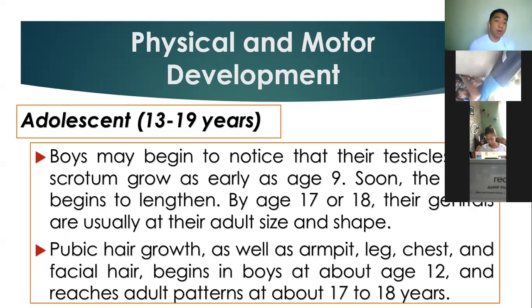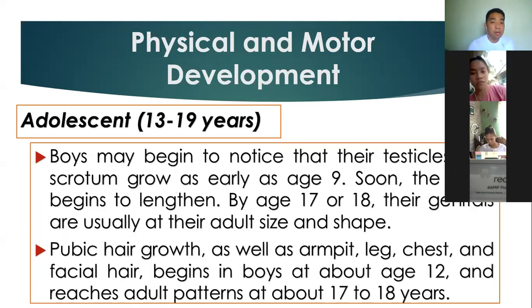For boys, they begin to notice that their testicles and scrotum can grow as early as age 9. Soon, the penis begins to lengthen. By age 17 or 18, their genitals are usually at their adult size and shape. There are other changes for boys: pubic hair growth as well as armpit, leg, chest, and facial hair. Facial hair begins in boys at about age 12 and reaches adult patterns at about 17 to 18 years.